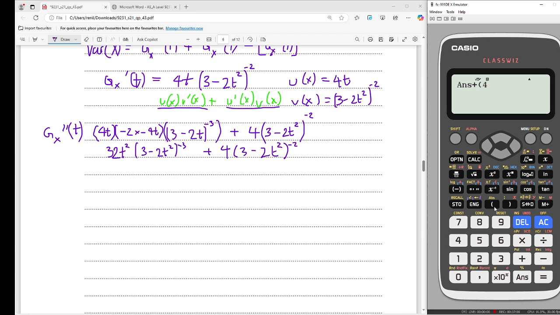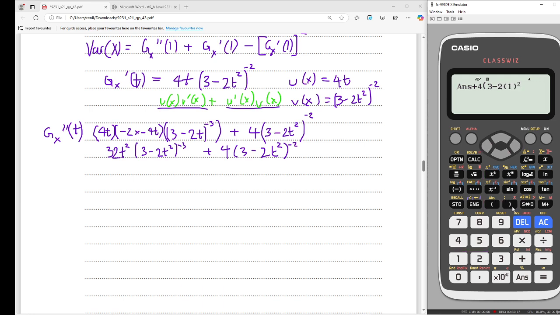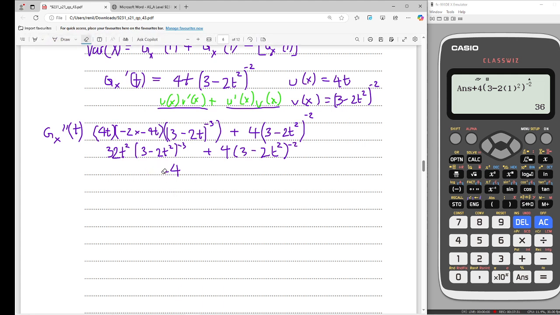So it's 4 multiplied by 3 minus 2 multiplied by 1 squared, bracket negative 2, which is going to be 32 plus 4, which is 36. Let's just keep this in a different line then. So that means g x double dash when t equals 1 is equal to 32 plus 4, which is equal to 36.